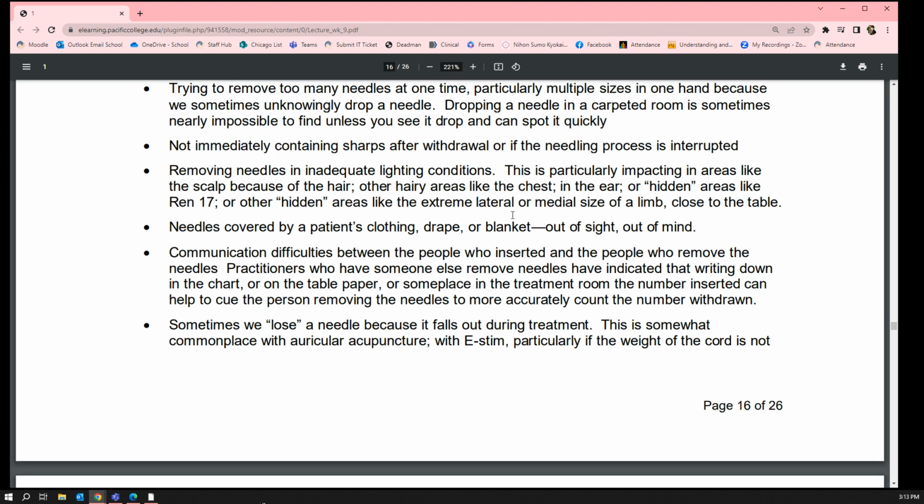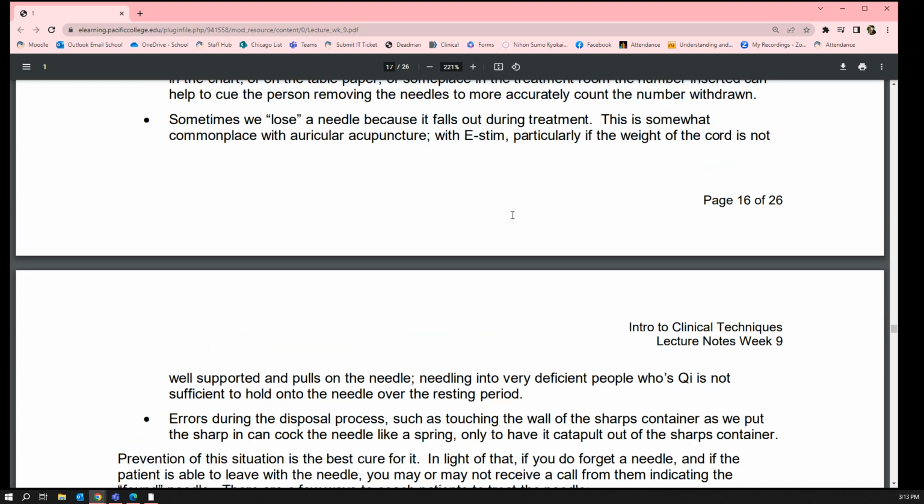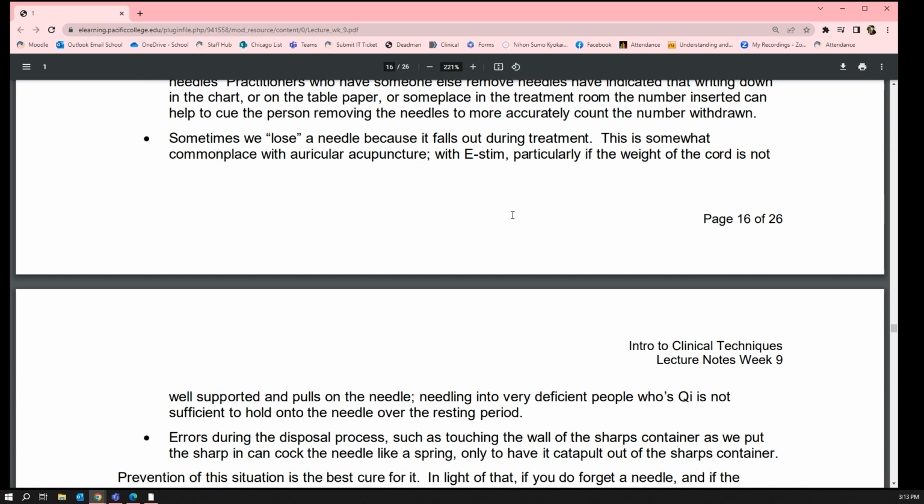Last bullet point on this page here, sometimes we lose a needle because it falls out during treatment. This oftentimes happens with auricular and e-stim, especially if the weight of the cord is pulling on the needle. This is actually very common with poor e-stim technique. Some people also just pop needles out, like a turkey with a turkey timer. That's how I am with my acupuncture needles fairly often, actually. I don't generally push them all the way out. They will just be more shallow, but my acupuncturists have come back and had needles laying on the table next to me that used to be in my body, and I didn't move or anything.